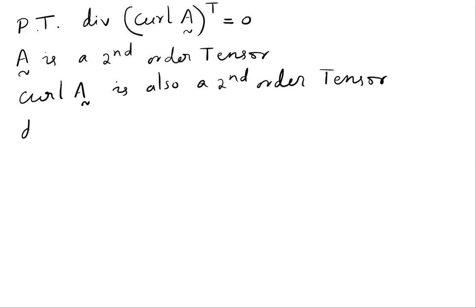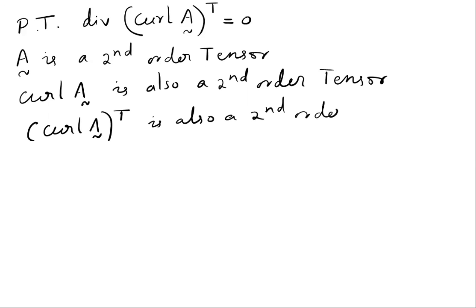Then what is divergence of this? Or rather, I want the transpose. So what is the transpose of this? The next step, the transpose. So curl A whole transpose. If curl A is a second order tensor, curl A transpose is also a second order tensor. Right. Now, divergence of this. Divergence of curl A whole transpose.